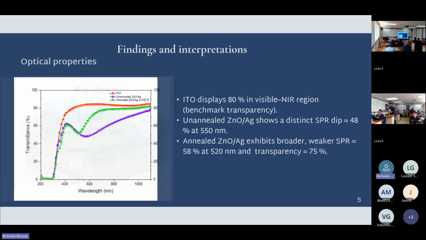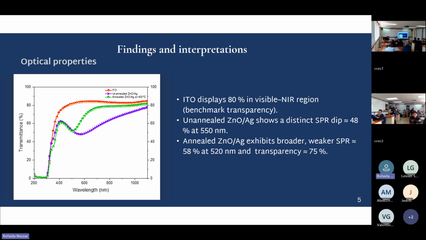So let's move on to our main findings, starting first with the optical properties. As we can observe in the transmittance spectra, the commercial indium tin oxide maintains high transparency around 80% across the visible to near infrared range as expected. In contrast, the unannealed zinc oxide silver thin film exhibits a strong surface plasmon resonance dip around 550 nanometers with a minimum transmittance of about 48%.